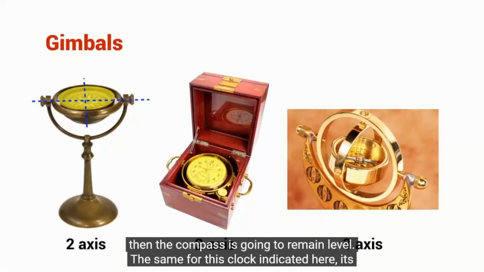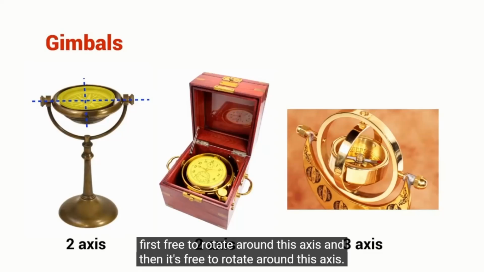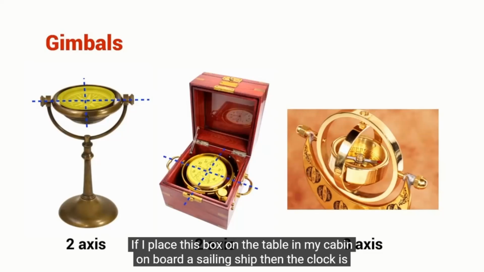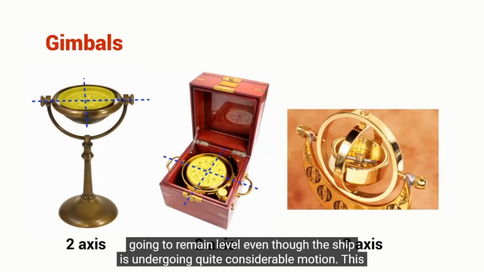The same for this clock indicated here. It's first free to rotate around this axis, and then it's free to rotate around this axis. If I place this box on the table in my cabin on board a sailing ship, then the clock is going to remain level even though the ship is undergoing quite considerable motion.